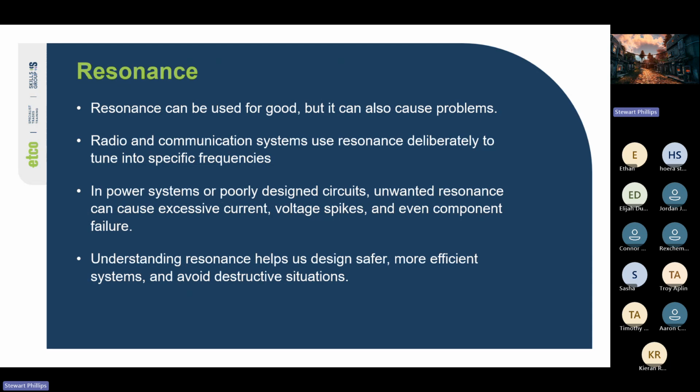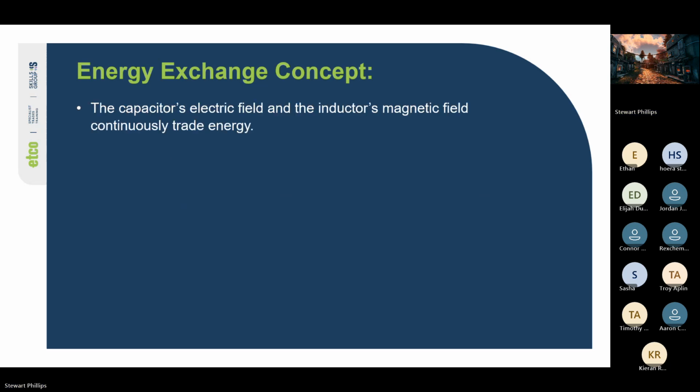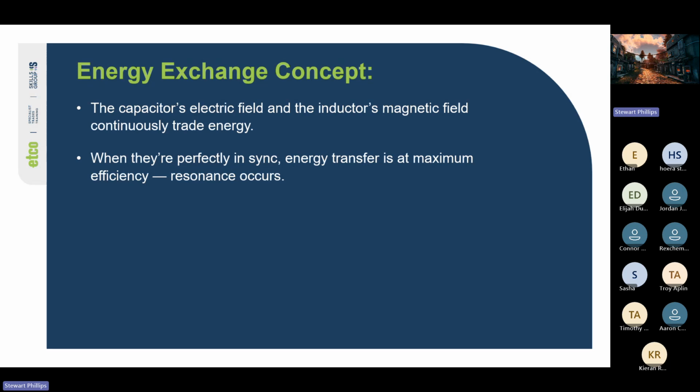So then we move on to look at the energy exchange concept. The capacitor's electric field and the inductor's magnetic field will continuously trade energy. So they'll keep supplying each other with power. And as the magnetic field builds up even more and the capacitor charges up even more, it will build and build and build. When they are in perfect sync, it's at its maximum efficiency and resonance occurs.